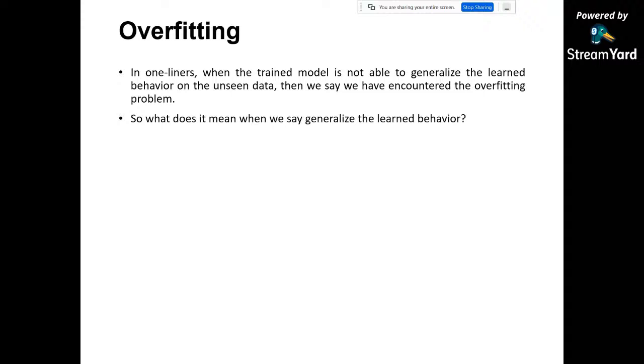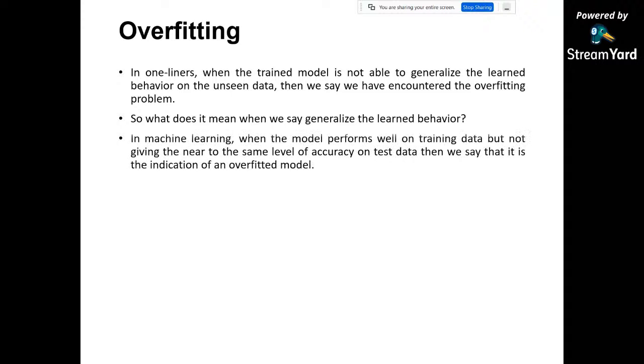So what does it mean to generalize the learned behavior? In machine learning, when the model performs well on training data but does not give near the same level of accuracy on test data, that is the indication of an overfitted model. It has learned the behavior on training data, but it is not able to generalize the same behavior on test data, so it will not have the same level of accuracy. If you observe this kind of behavior, you say the model is overfitting.